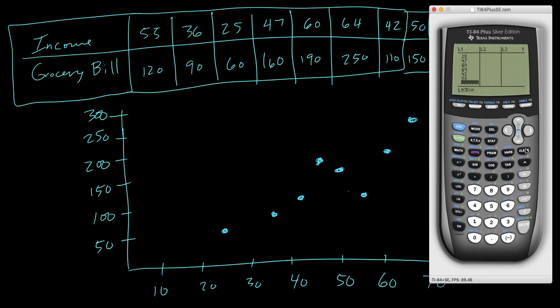$50. Okay, now list 2, I'm going to enter the grocery bill numbers. Okay, now what we want to do is go back to stat. This time we want to go to calc. We want to go to linreg, which stands for linear regression line. Hit that. Now we need to tell it where to look.